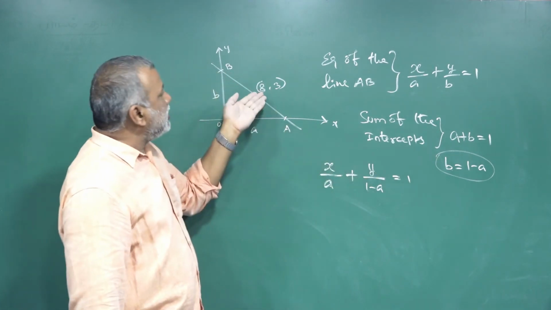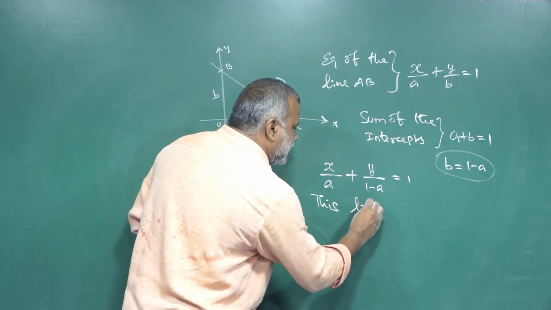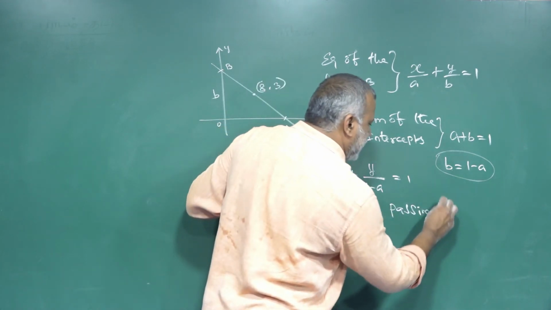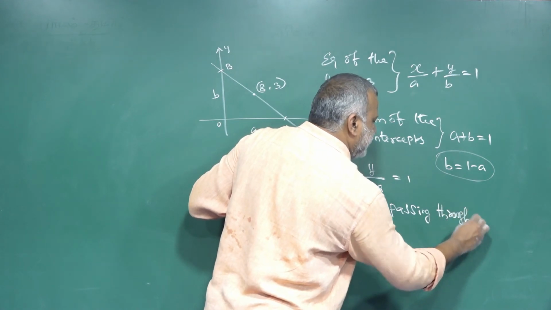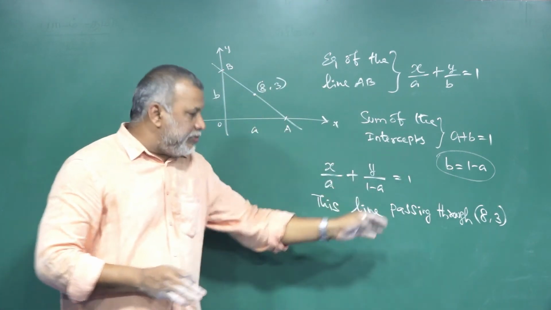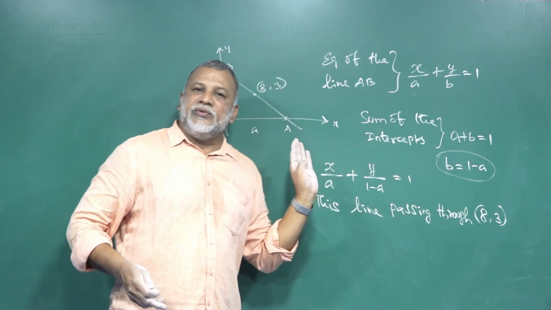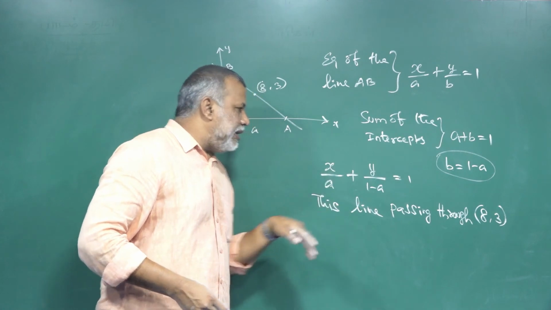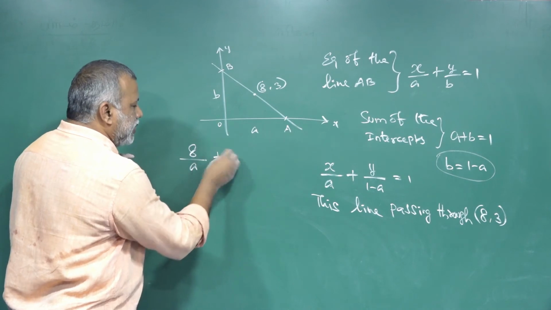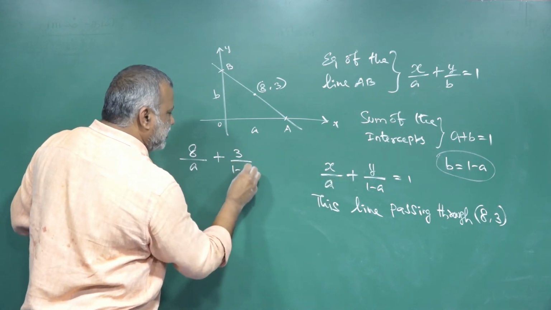This line passes through the point 8, 3. So we have the concept: this line or this equation passing through a given point. What is the process? We can substitute 8, 3 instead of x, y. See here, x is replaced by 8 divided by A plus y is replaced by 3 divided by 1 minus A equal to 1.